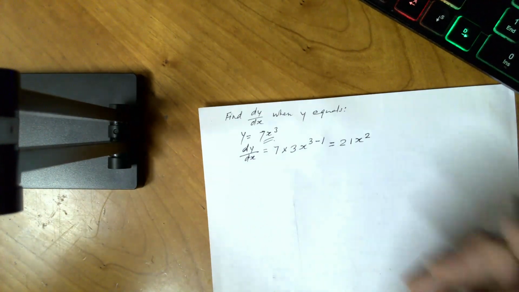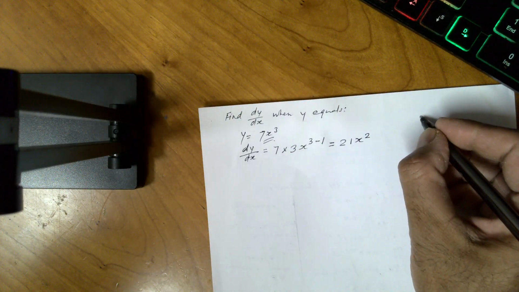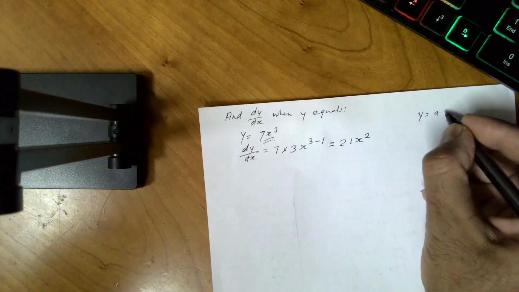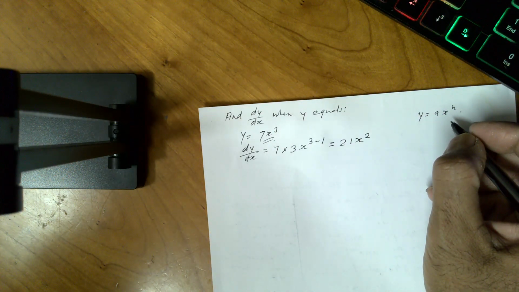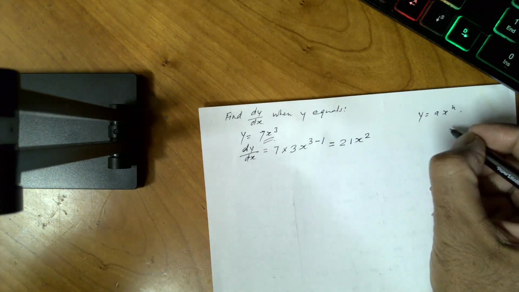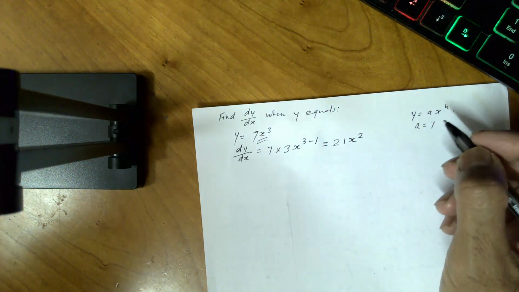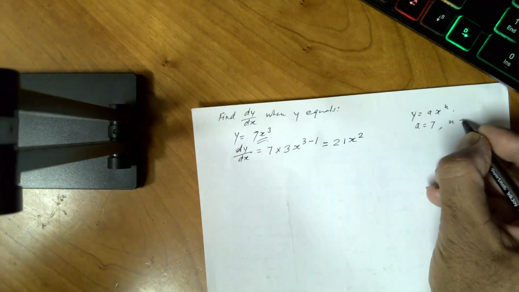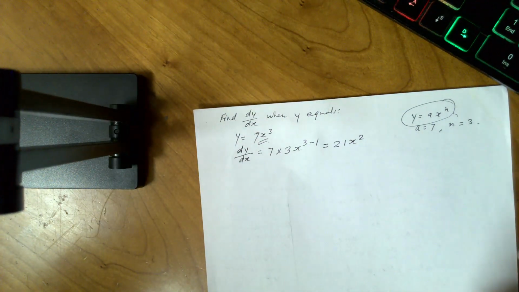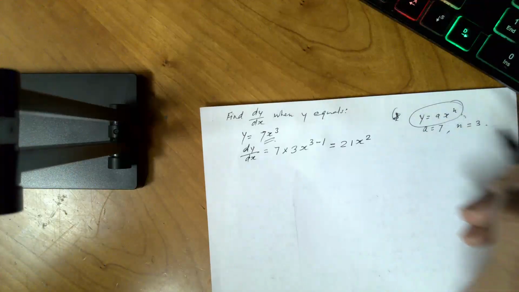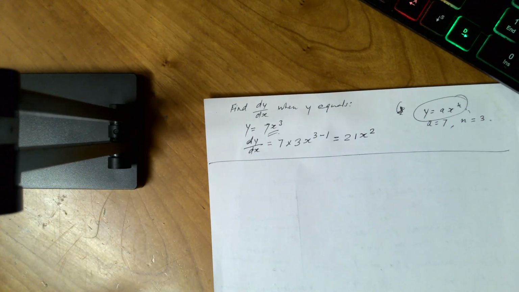Okay, so use the rule of differentiating. Again, what was the rule here? When y is equal to a x to the power n. That was the rule of differentiating, where you have here a equal to 7 and n equal to 3. Okay, right? So let's take another one as well.